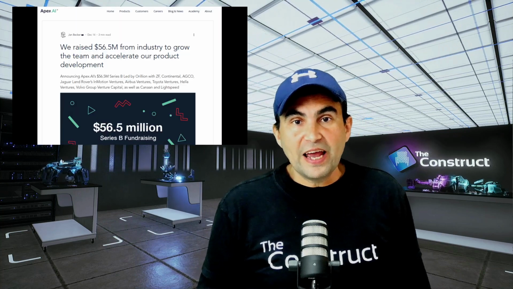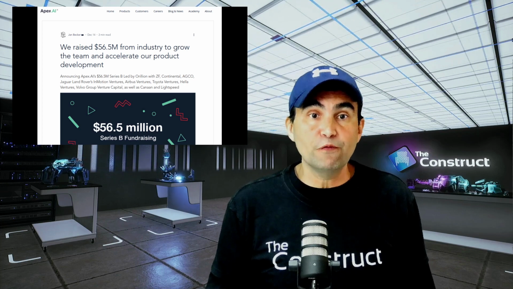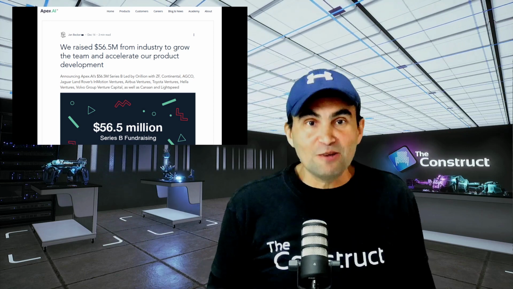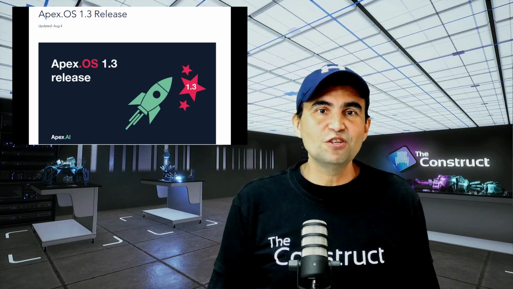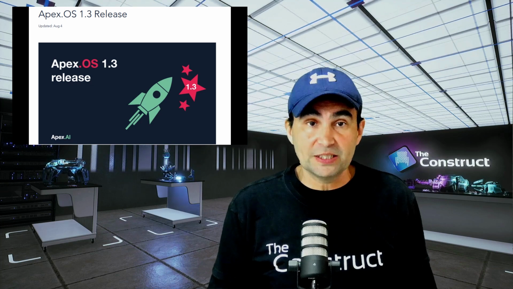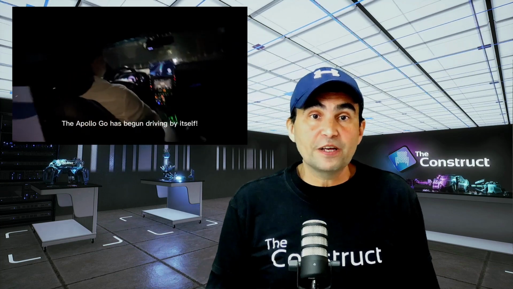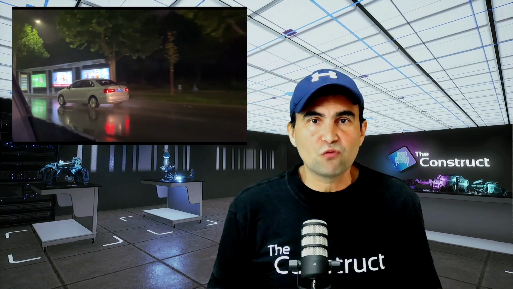In December, Apex.AI, the company behind the first certified ROS 2-based operating system for autonomous cars, announced that they have raised $56 million. Along the year, Apex has also released version 1.3 of their Apex.OS. This is very good news because it indicates that a base system for autonomous cars based on ROS has interest. However, the main leaders in the world of autonomous cars, which have launched their robotaxis this year, none of them uses ROS.